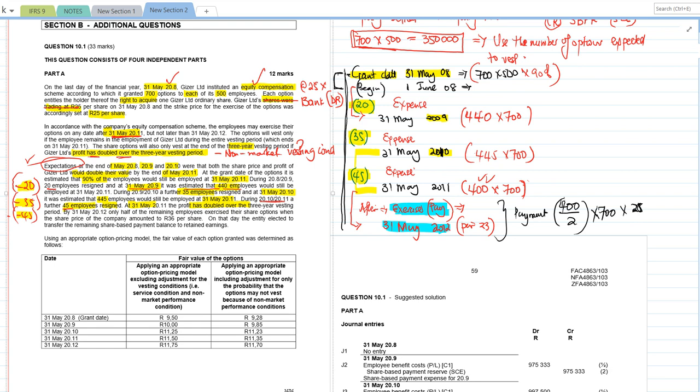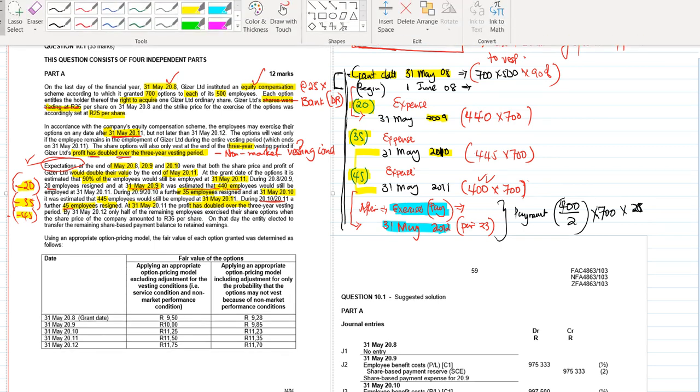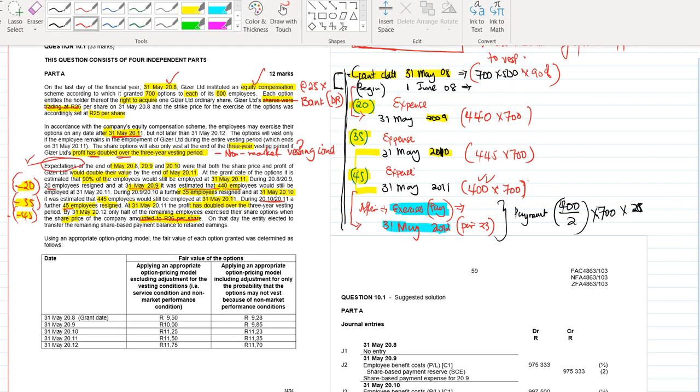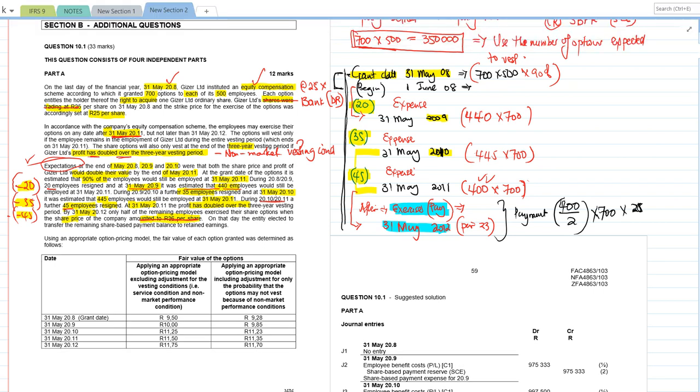What else do I need? Let me just finish off the question. Oh, it's interesting here at the bottom. They're saying that only half of the employees on 31 May exercised when the share price of the company was 36 Rand. Again, this thing, you must hit it with passion. Just cancel it. You don't need the share price. Do you realize, guys? You don't need the share price, because it's already included in the fair value of the option.